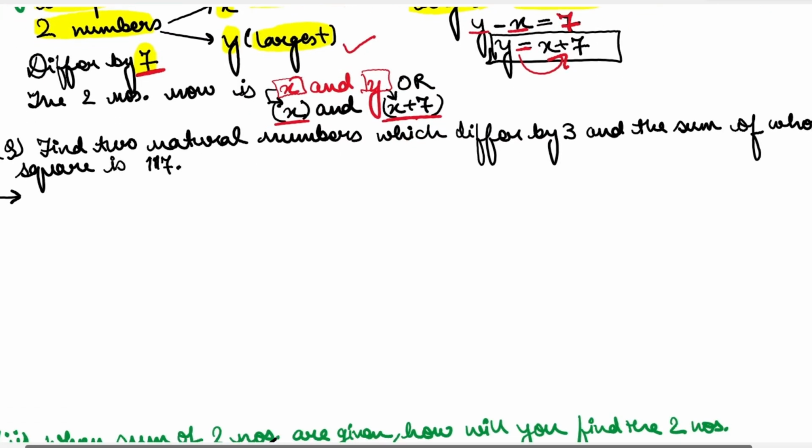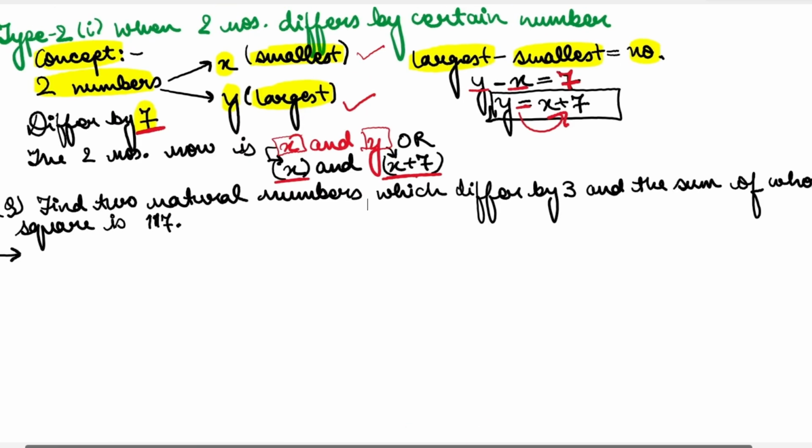Now find two natural, we'll go to the question, okay. So again we'll highlight the important keywords, okay. So find two natural numbers, okay, natural numbers which differ by 3 and the sum of whose square is 170, okay. So how will you solve this question?